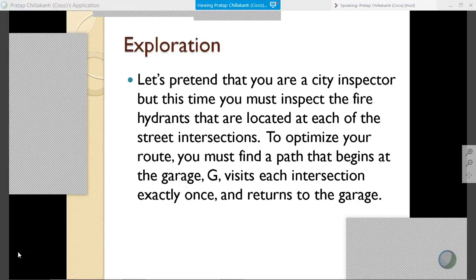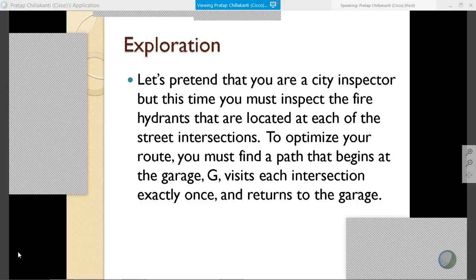So, and then you are going to be inspecting all the fire hydrants. Fire hydrants are what, like all these fire engines, when they go running to these localities where there's fire, usually in these localities, there is a fire hydrant. That's where they hook up the pipes to and they get water out of that, okay?